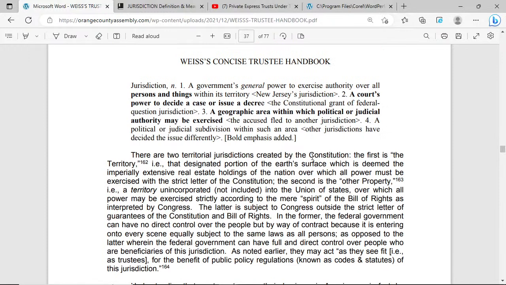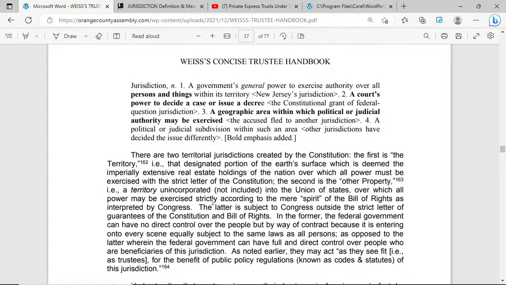There are two territorial jurisdictions created by the Constitution. The first is the territory, i.e., that designated portion of the Earth's surface, which is deemed the imperial extensive real estate holdings of the nation, over which all power must be exercised within the strict letter of the Constitution. This is talking about the land. Remember, law of the land is the private. Keep it going. The law of the sea is admiralty maritime, which is derived from statutes. Keep going. The second is the other property, a territory unincorporated, not included, into this union of states. That's a bad word to use there, unincorporated, because that makes you think that it's private, but it's not in this sense. So bear with that right there.